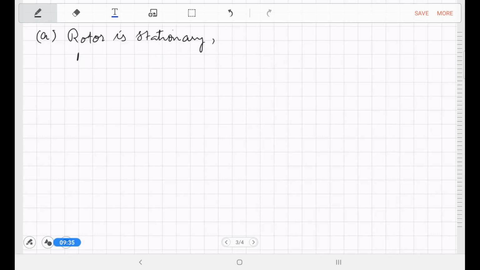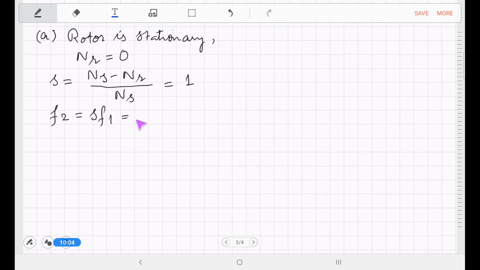That means NR will be equal to 0. Therefore, as you can see, the slip S, which is (NS minus NR) divided by NS, will be equal to 1. NR is 0, so it will be equal to 1. Therefore, F2, the frequency of the rotor induced EMF, will be equal to SF1, which is equal to F1, same as the stator frequency.